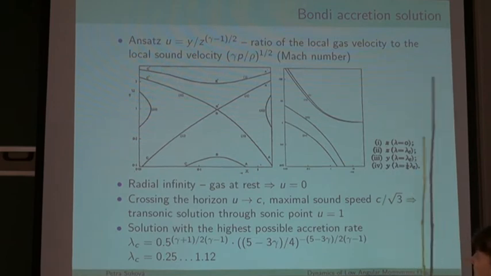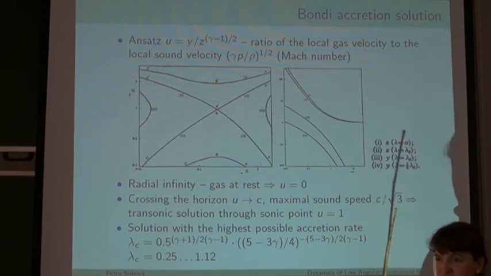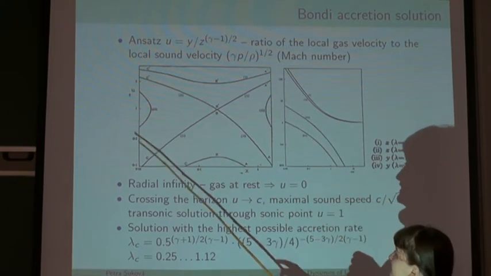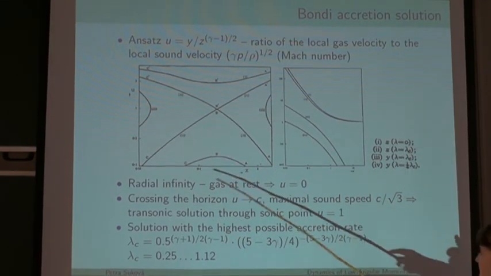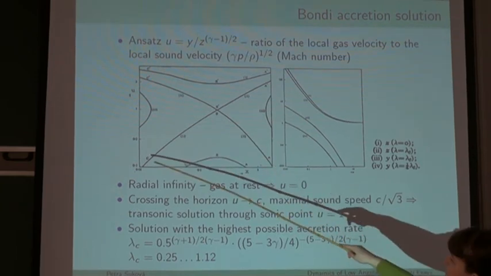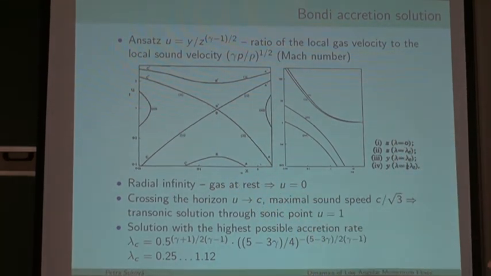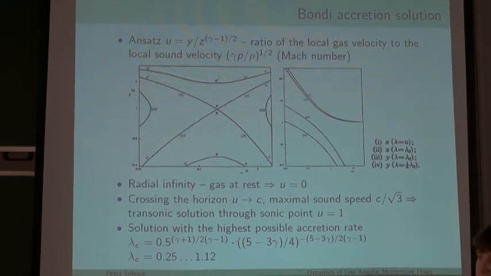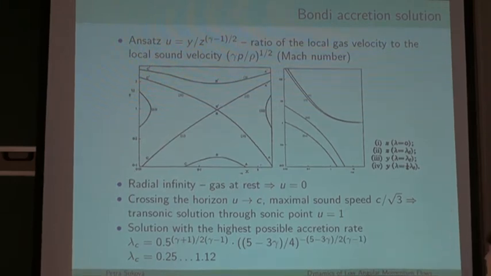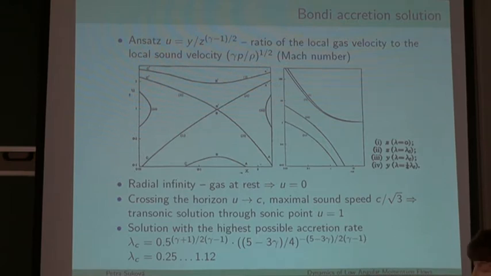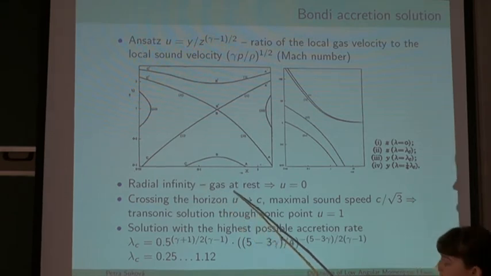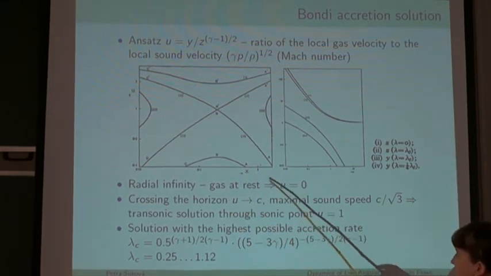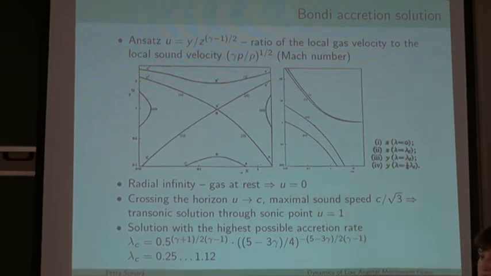And now how do the possible solutions of this equation look? It looks like this, where here we have the radius and the Bondi radius, and here is the value of u. From knowing u, we can compute the density and the velocity, so we have the solution. And now we impose our initial condition, that at radial infinity the gas should be at rest. That means that the radial velocity u should equal zero.